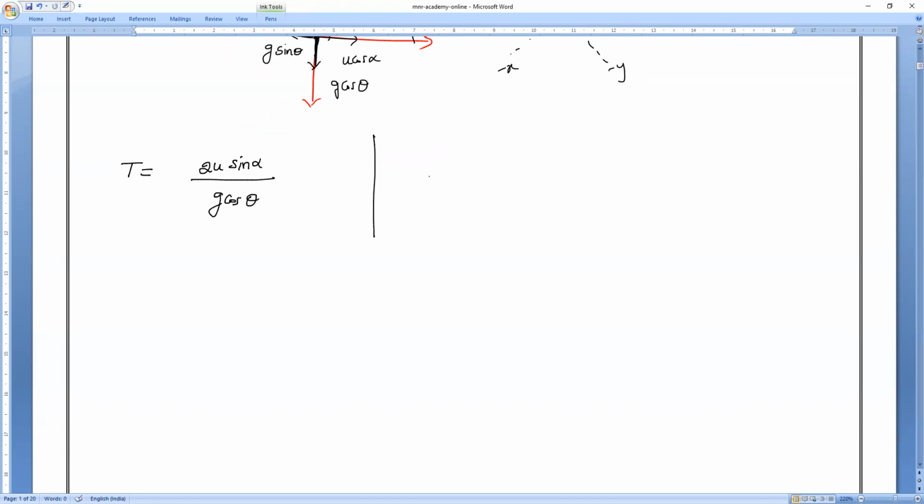Here I have told you one note also. For ground to ground, what is the time of flight formula? Time of flight is 2u sin theta divided by g. So we all know that u sin theta or u sin alpha, both are velocity in what direction? Velocity in the upward direction.